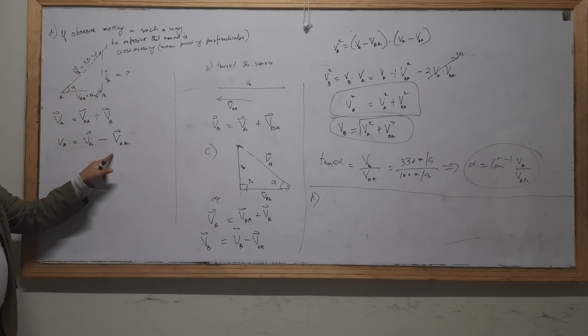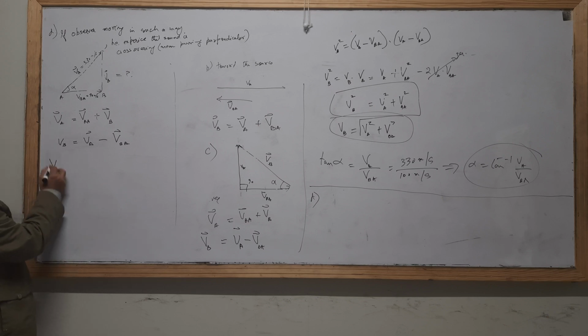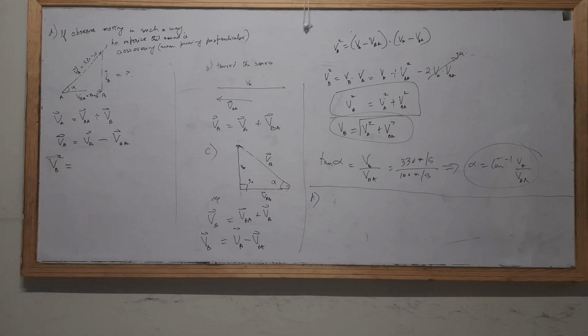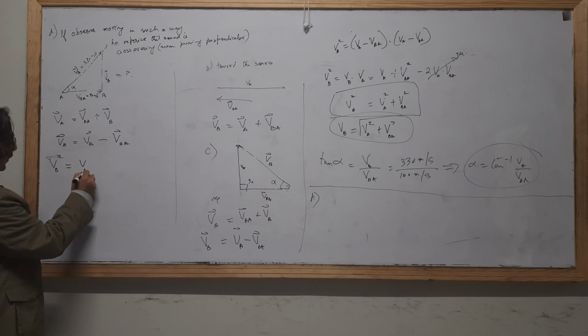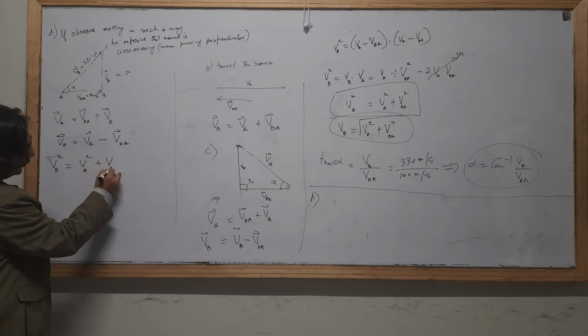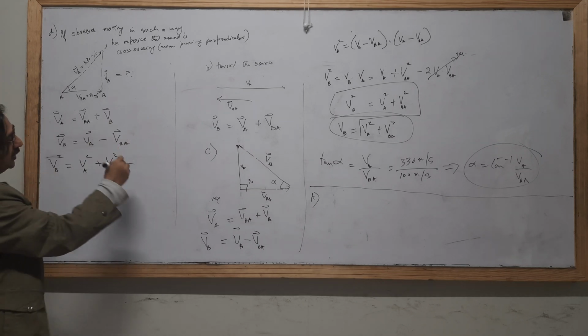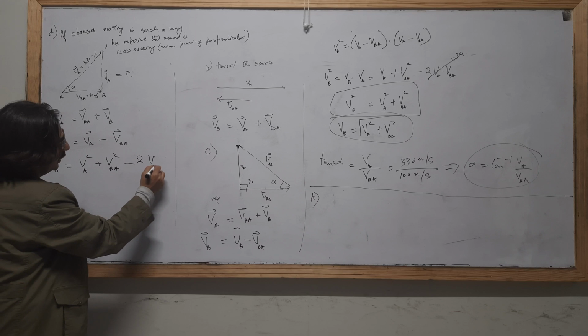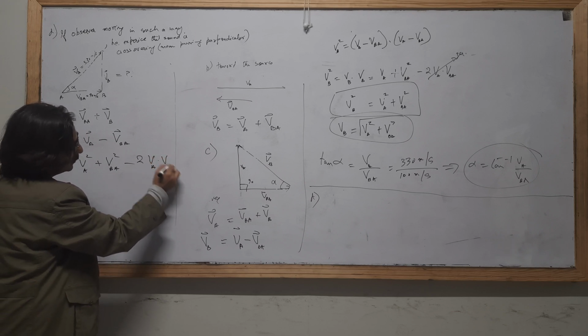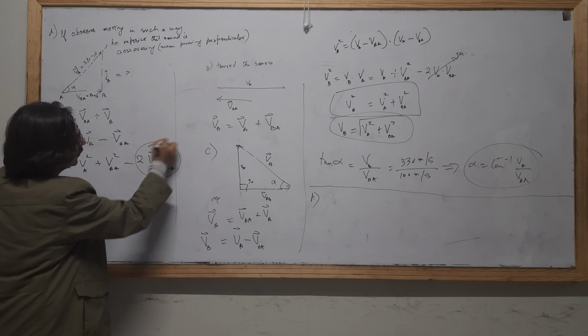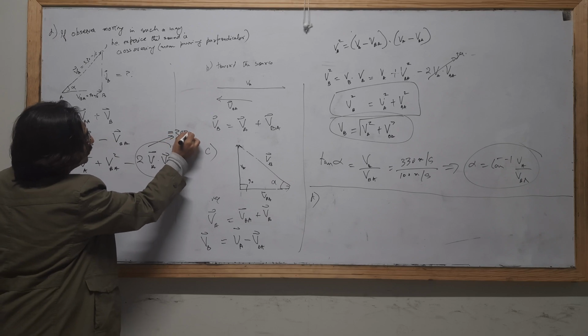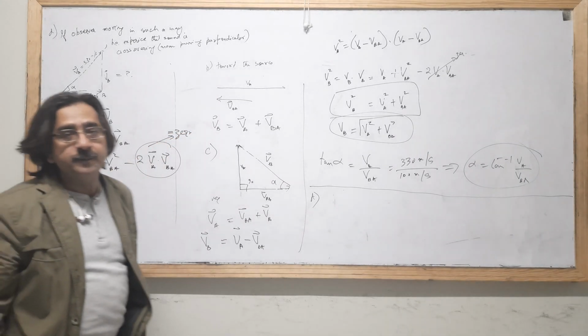If you take the dot product, if you find VB square, this will be VA square plus VBA square minus, as we have done, 2 VA dot VBA. But it will not equal 0 because the angle is not 90.